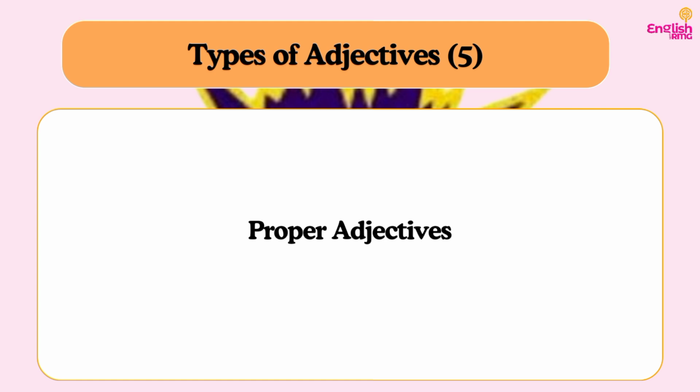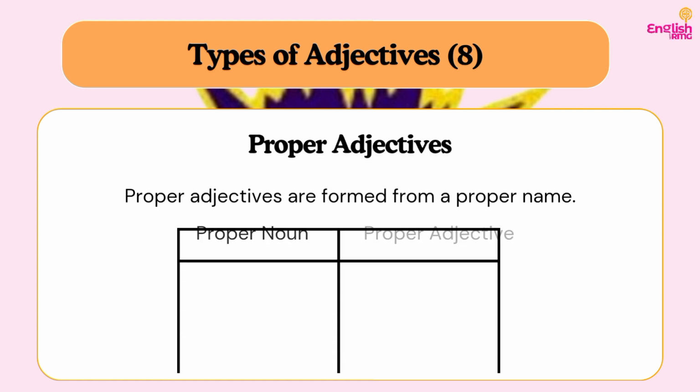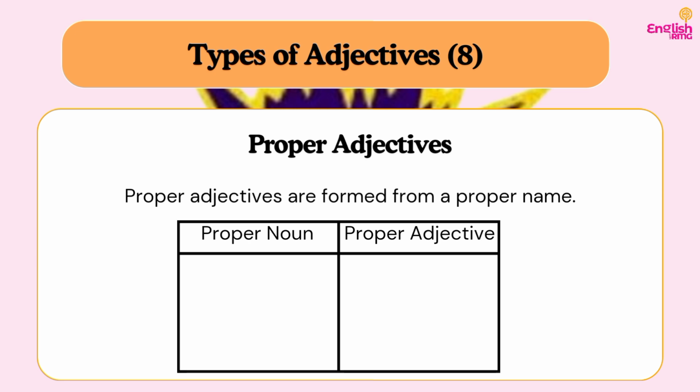So we have types of adjectives and we are going to discuss them. So let's begin with proper adjectives. Proper adjectives are formed from a proper name, that is, a proper noun. Just like your name is a proper name, names of places are proper. Do you understand? So we also have proper adjectives.